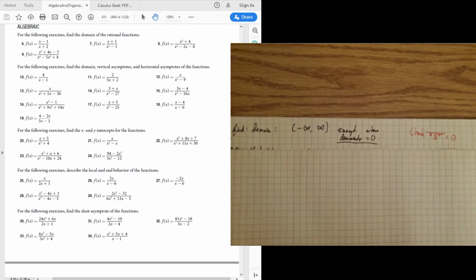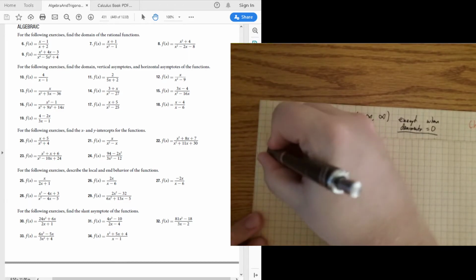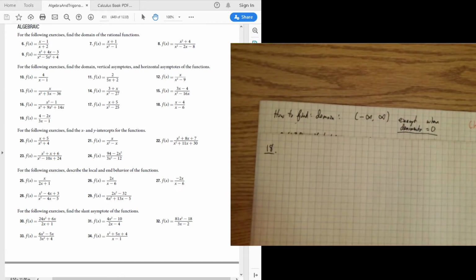Okay, number 18. Doing it again, one piece at a time. And notice that for most of your homework problems, they don't ask you to do all these things. They ask you to do a few of these things. And so make sure you can take those pieces and find those few basic things. Okay. 18.